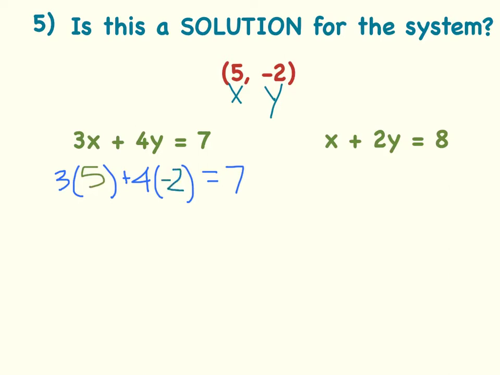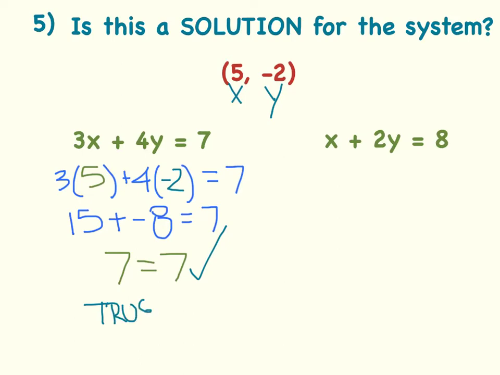Now let's work it out and do this math. 3 times 5 is 15, plus 4 times -2 gives us -8, equals 7. Is that true? 15 plus -8, is it 7? It does equal 7, and we know that 7 is equal to 7. So far, this is true. Now let's test it out for the second equation. You can't just assume that just because it works for one that that's our answer. Always have to check both equations.